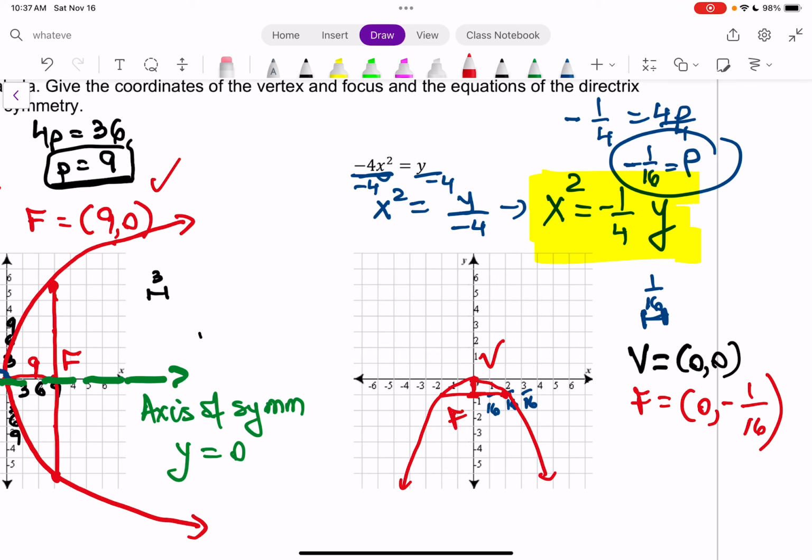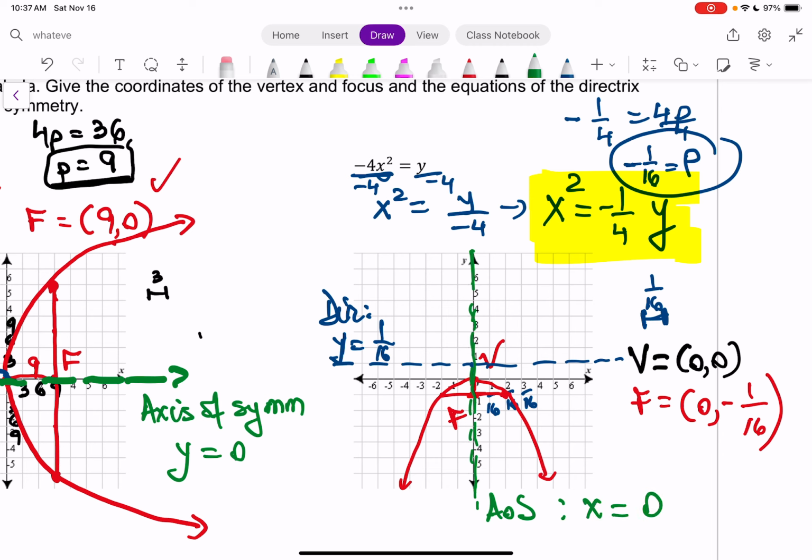Now, to find the directrix, same thing. The directrix is in the opposite direction by 1/16. And as you see, now it's a horizontal line. The equation of that horizontal line is y equals 1/16. The axis of symmetry is a vertical line this time, crossing halfway through the parabola, and the vertical line, being the y-axis, has equation x equals 0.